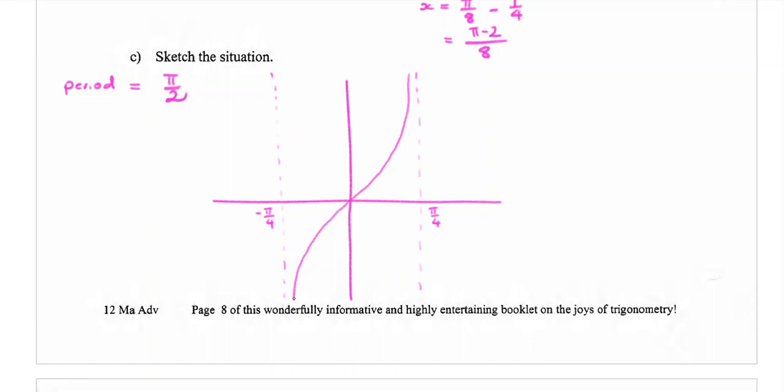We have found an equation of a tangent. The x value of my tangent was at pi over 8, so that's just halfway from the origin to that asymptote. Pi over 8 would be right in the middle. So right here is where my tangent is, and it's going to come down like that.